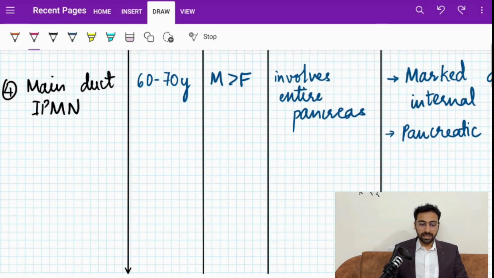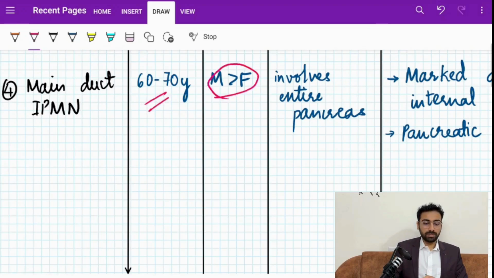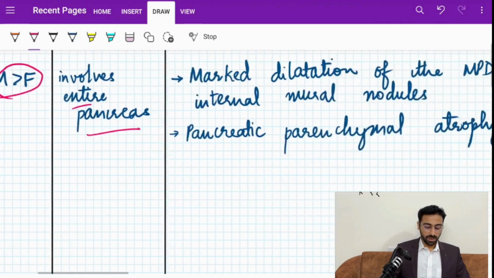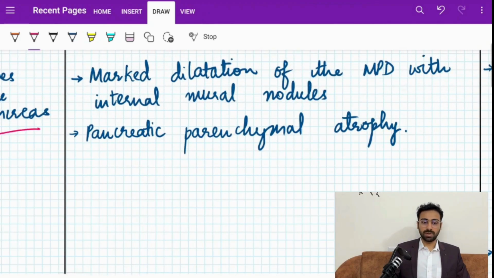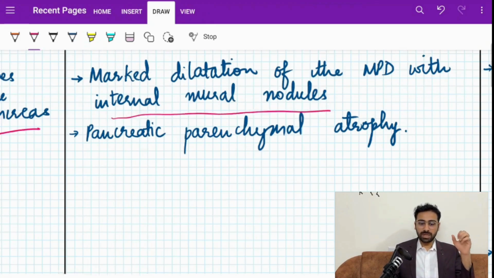Now, let us study a little bit on main duct IPMN. This is very frequently encountered in people aged over 60 years. It has a male preponderance and involves the entire pancreas. The most common location is the body, but however, we see quite frequently that the head, body, and tail, all three are involved. Its imaging feature is quite classic that there is marked dilatation of the main pancreatic duct associated with internal mural nodules. There are also multiple debris or hemorrhagic contents that you frequently encounter, and there is associated pancreatic parenchymal atrophy.